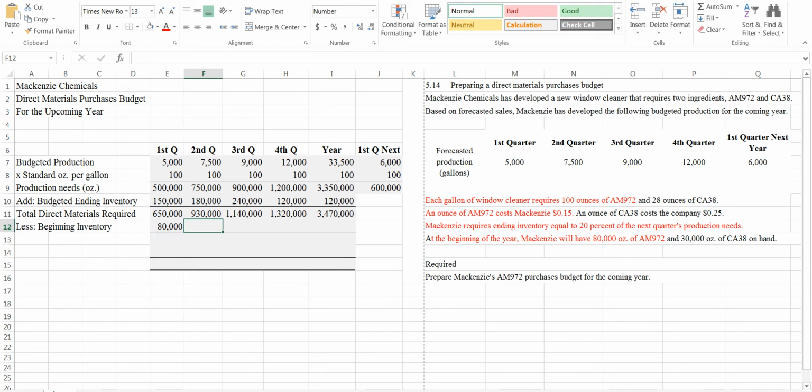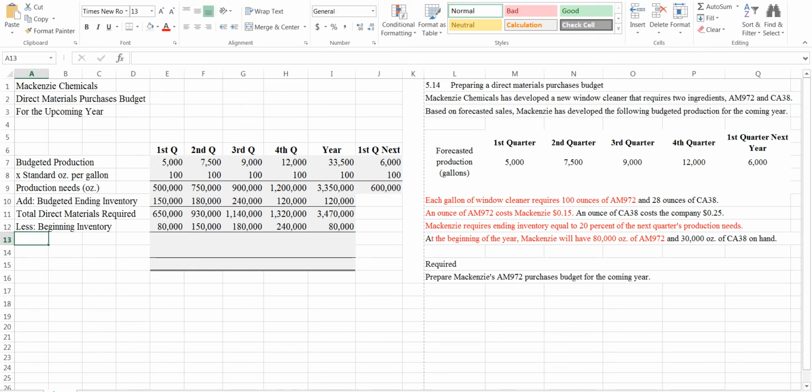Now, the beginning of the second quarter, our inventory is equal to the ending inventory of the prior quarter. So the beginning inventory for second quarter is the ending inventory for the first quarter. So we can drag that across, and we have our beginning inventory for each of the periods. Now, our beginning inventory for the year is equal to our beginning inventory at the beginning of the first quarter.